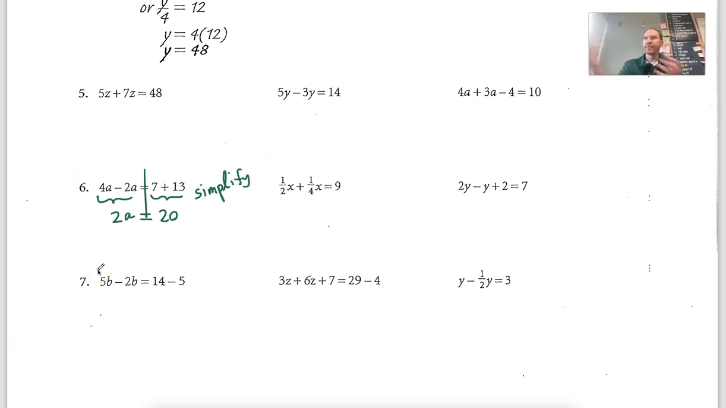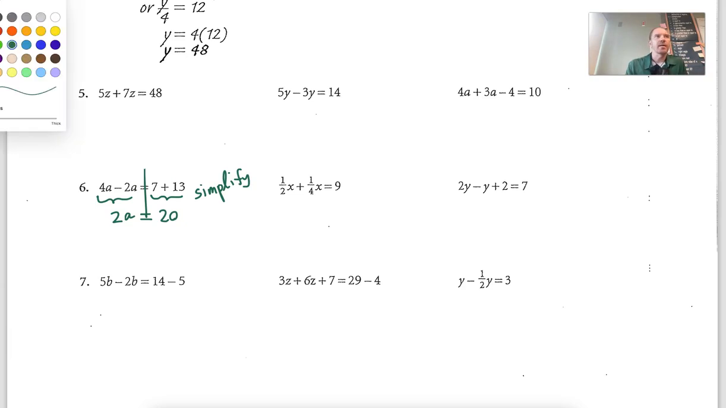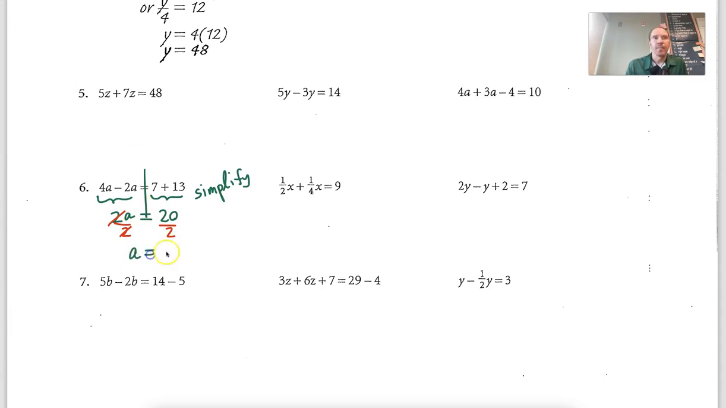Now 2 apples by itself, I can't do anything with. On the right side, $20 by itself, I can't do anything. So now I'll cancel. Let's get rid of that 2. It's 2 times A, so let's divide by 2. That'll be positive 1A. Divide by 2 there, and that'll be A equals 10.